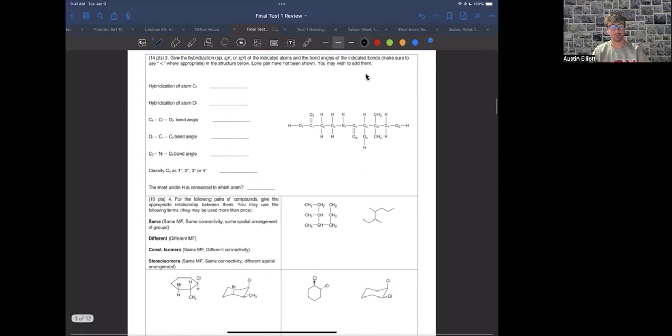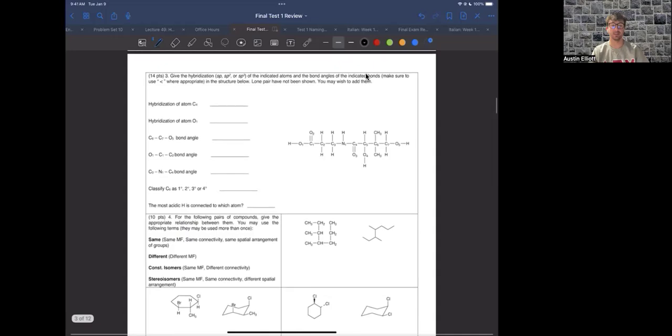Moving on to some hybridization. So this stuff is things we have not seen since test one. We kind of brushed over it, but it's important to practice, make sure that you understand it and know it for the test.